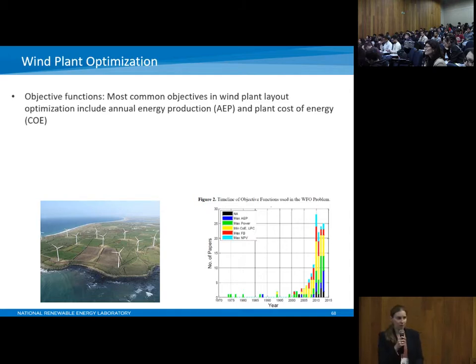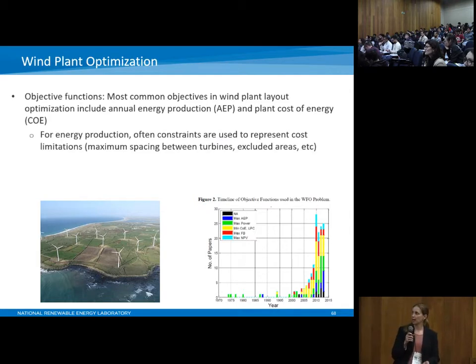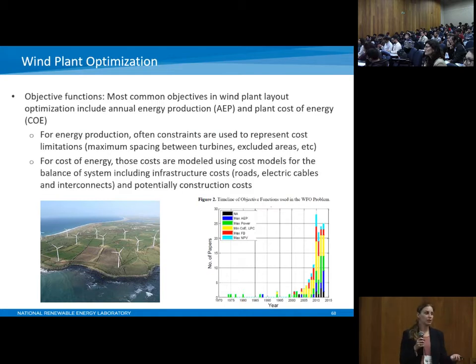Objective functions: oftentimes historically people were doing AEP with constraints. So a minimum and maximum spacing between the turbines, exclusion areas, et cetera. And that's a lot easier. Just dealing with an objective function of AEP is a lot easier than actually having the cost function in there for your models as well for infrastructure and all that. However, it's not really realistic.